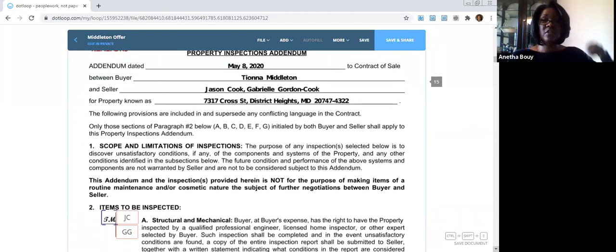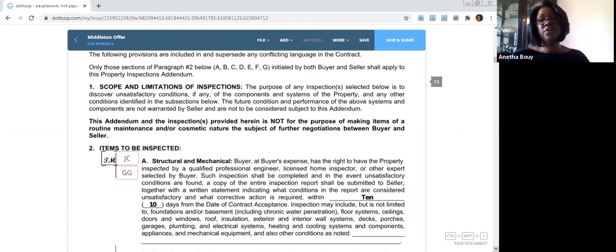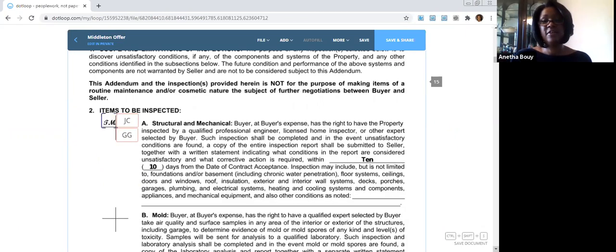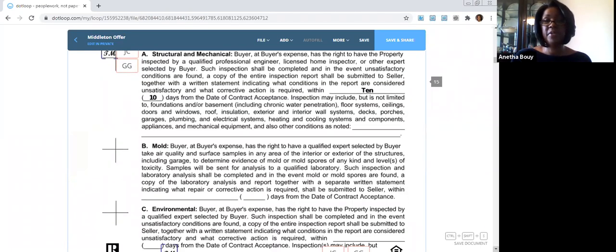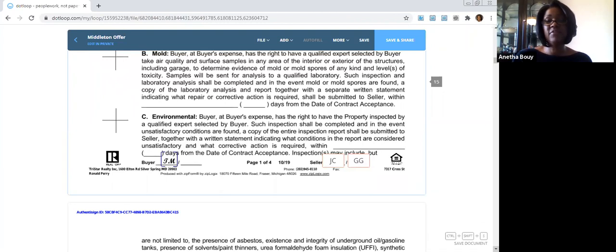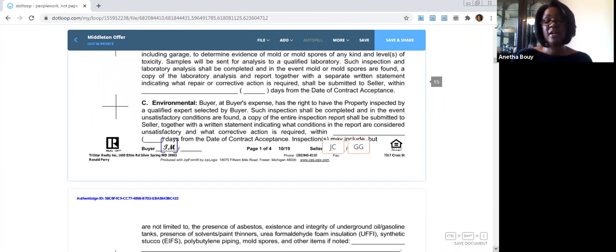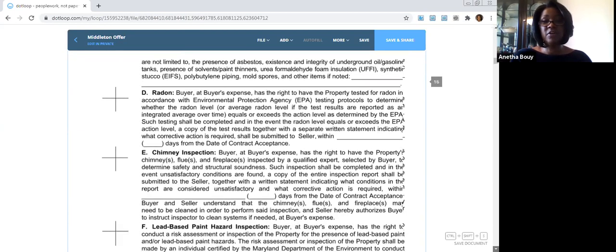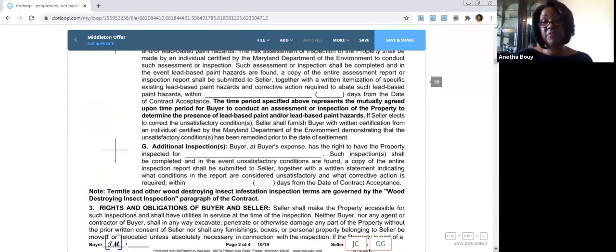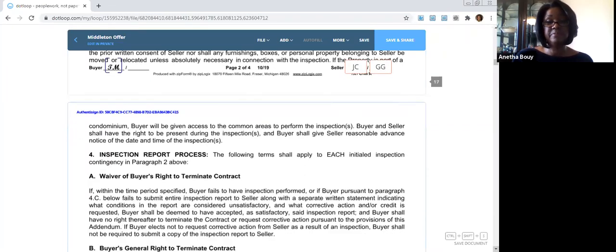This is speaking to the home inspection, okay. This is where you'll find that there is a 10-day period of time that the buyer is asking for to have their inspection done. What type of inspections are going to be done on the property? A structural, they can have any of these inspections done that they want, but it also includes what type of inspections they're going to have done.